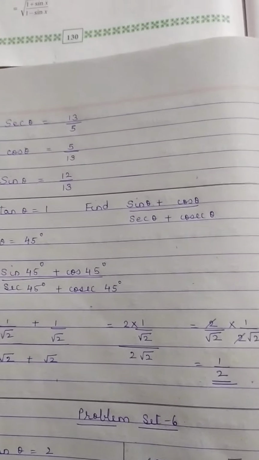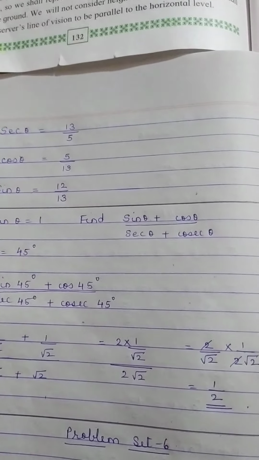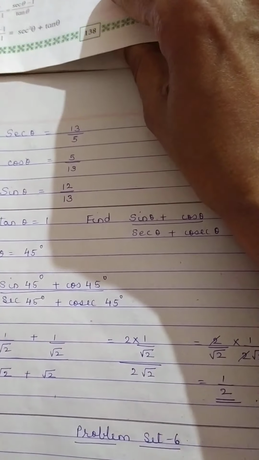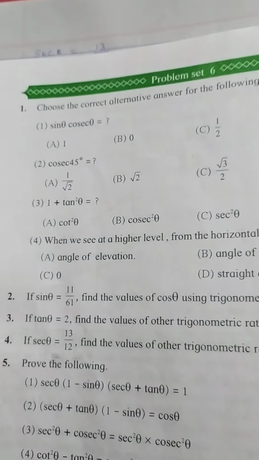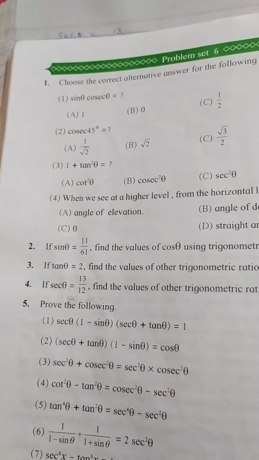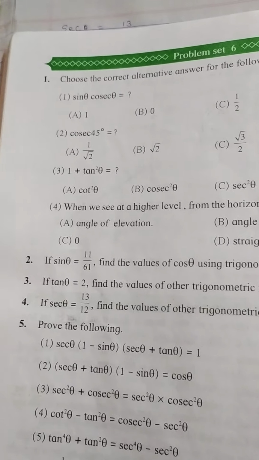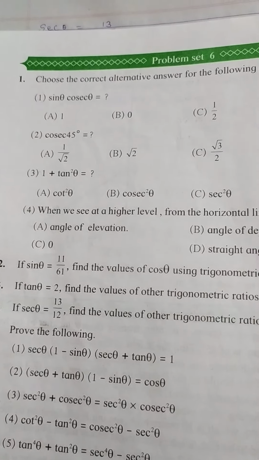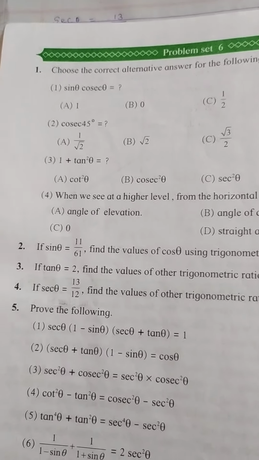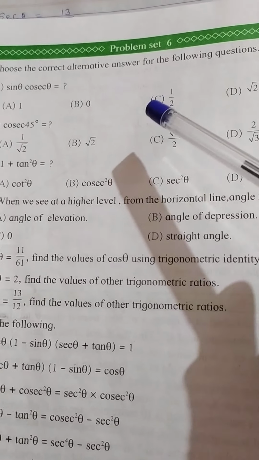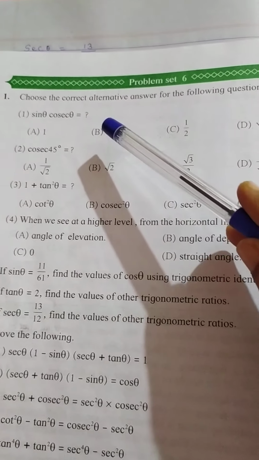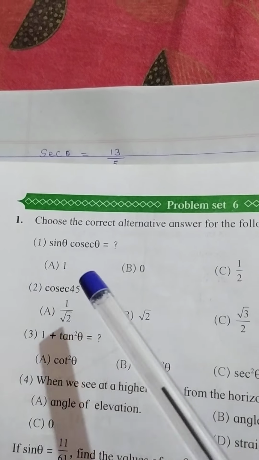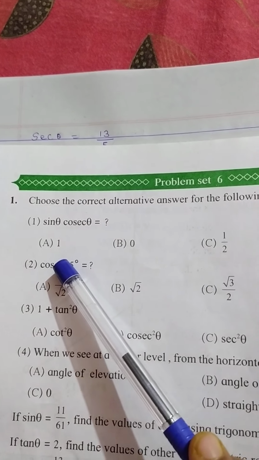So now what you can do is, from your problem set, you have questions 1 to 4 which are based on what we have done. So you will try this out after question number 5 that we have done. So the first question, choose the correct alternative for the following questions. Sine theta into cosec theta, what will be the answer? They are both reciprocal, so your answer will be 1.